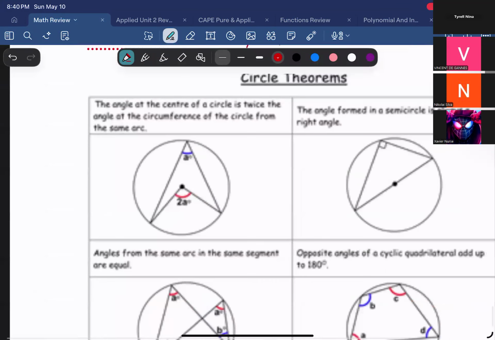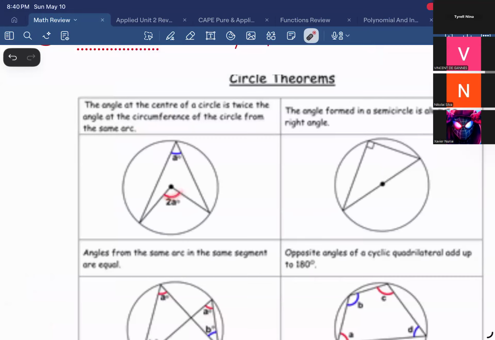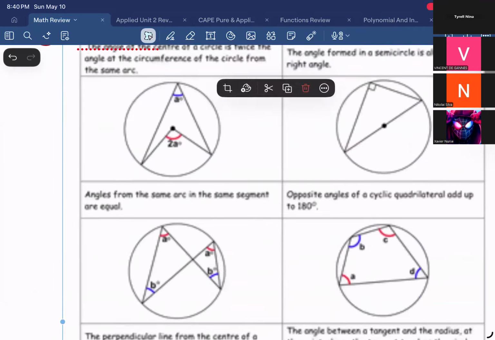So the angle at the center of a circle is twice the angle at the circumference. This one everybody should remember, right? That's the angle made here is 2 times the angle here, right? That one everyone should know. An angle formed on a diameter is 90 degrees, right? That one is another one you should know. Why is that? Because anytime you draw it, it'll be two perpendicular lines.